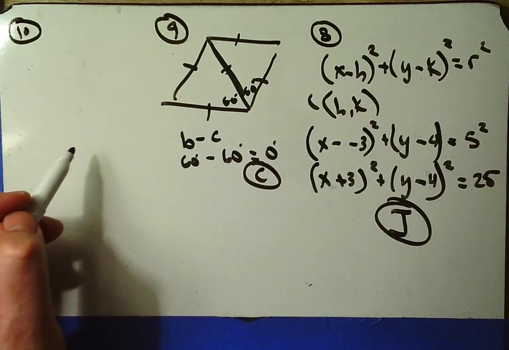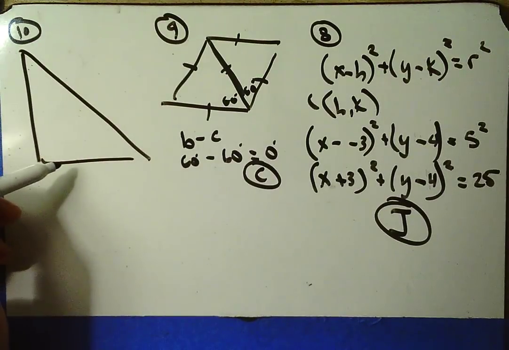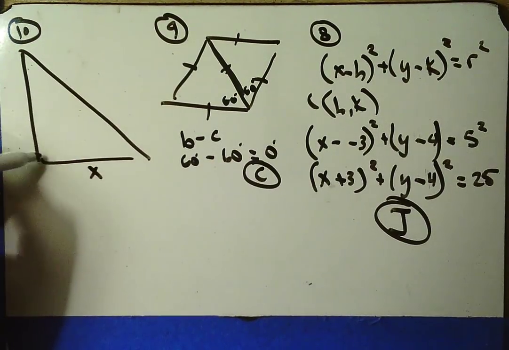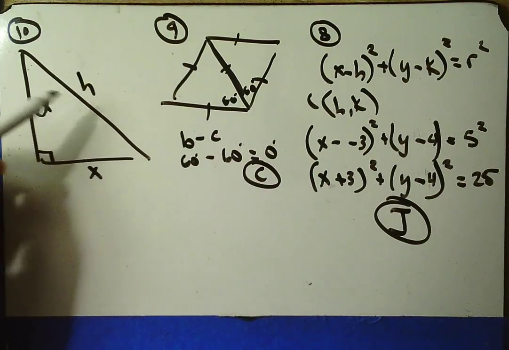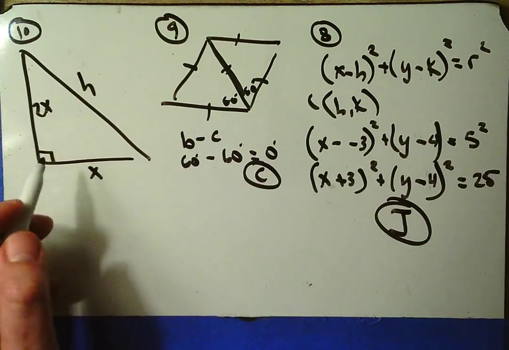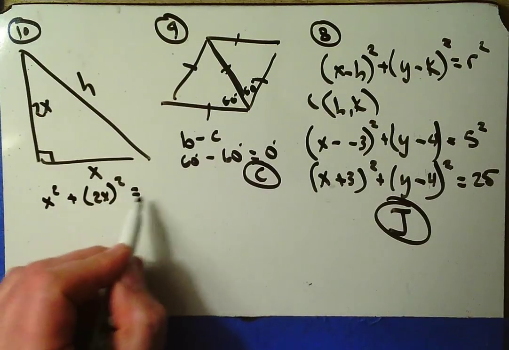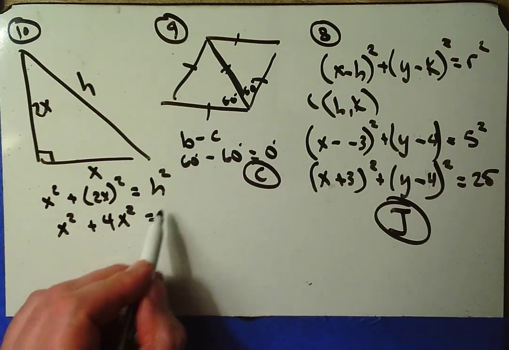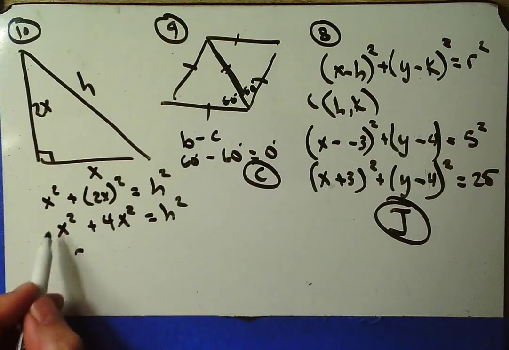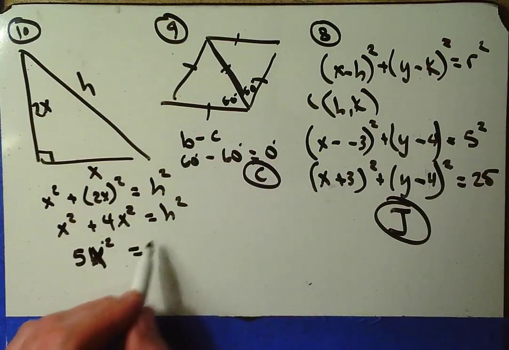Number 10. The longer leg of a right triangle is twice the shorter leg. So here's the shorter leg, and the longer leg is twice as long. If the lengths of both legs are whole numbers, which of the following could be the hypotenuse? Well, I know I can use the Pythagorean theorem here to help me find the hypotenuse. Let's do that. A squared plus b squared equals c squared. So I get x squared plus 4x squared equals h squared. Or 1x squared plus 4x squared is 5x squared equals h squared.